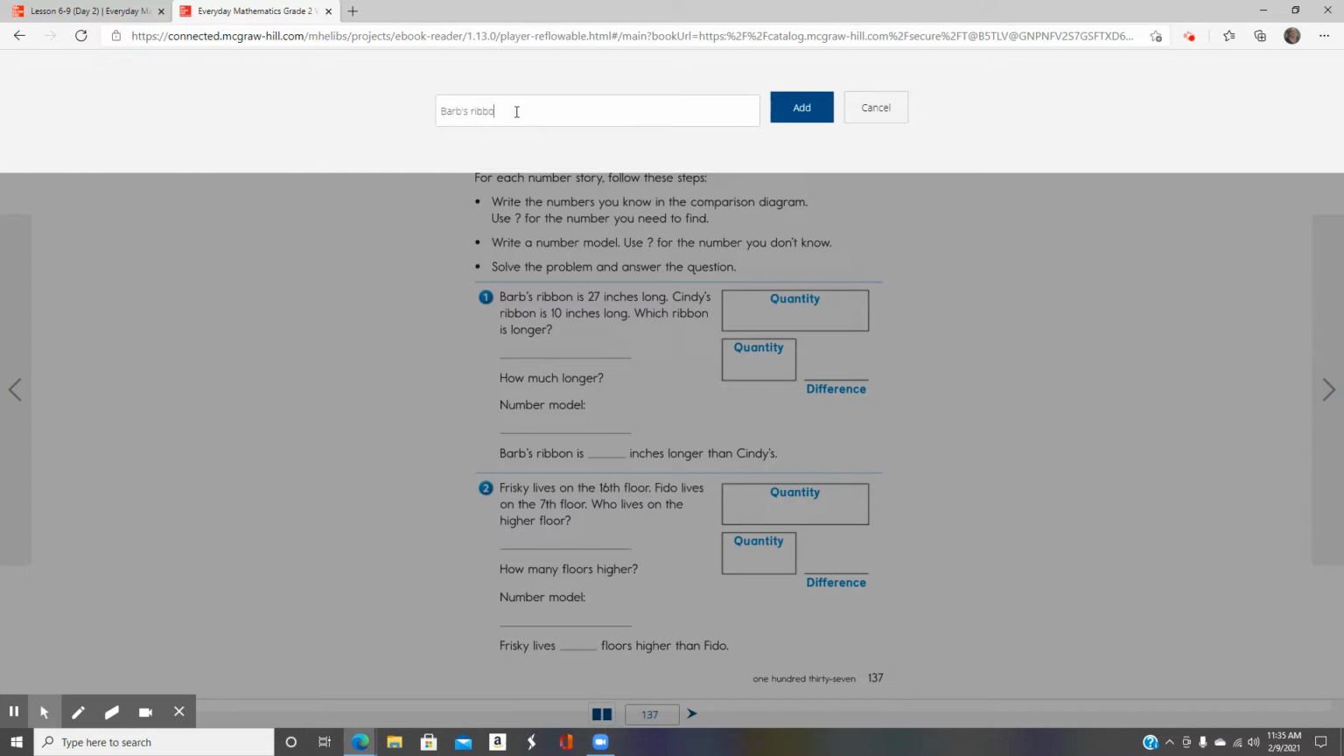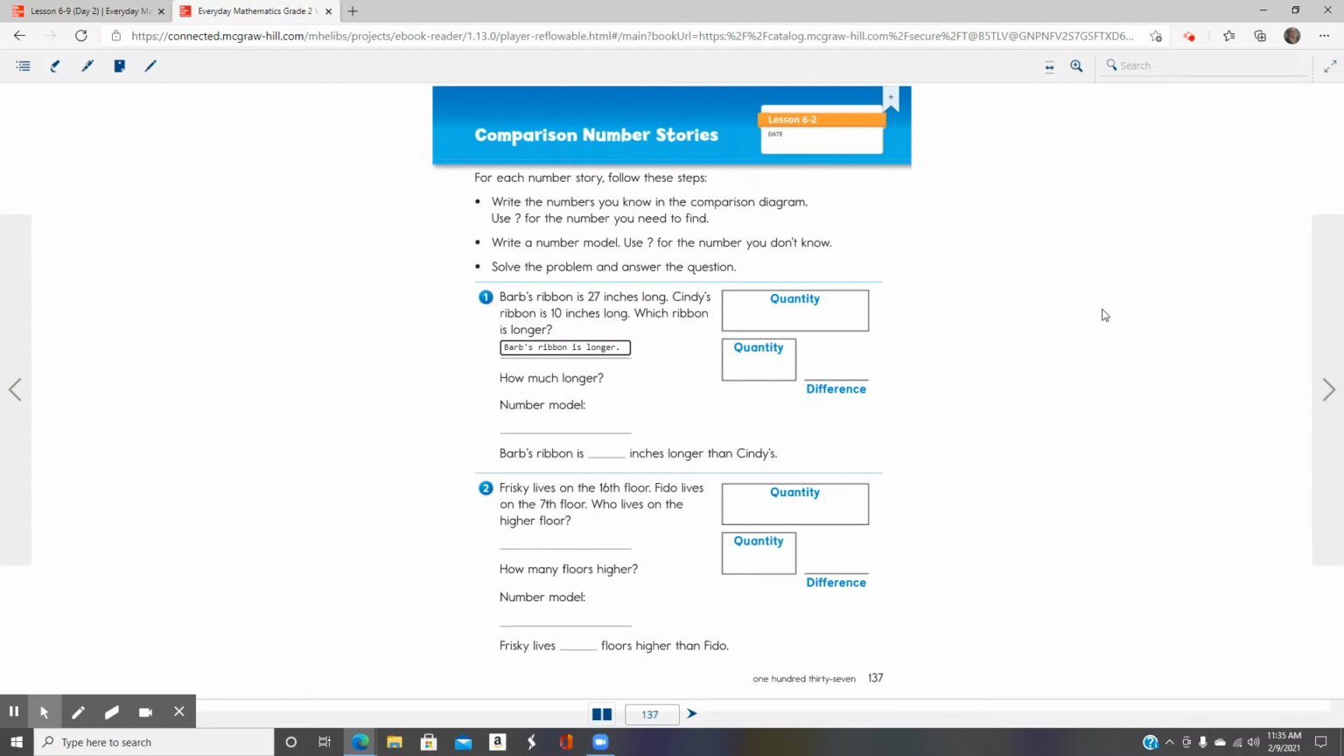Barb's ribbon is longer. Let's write a complete sentence, shall we? We can do that. Not too much work. Okay, so now let's use the information here to fill in or inform the comparison diagram.